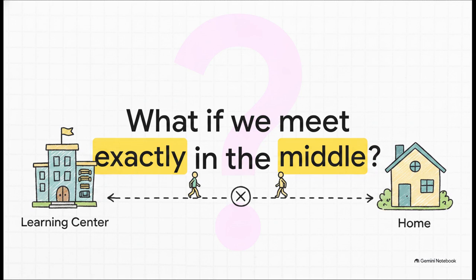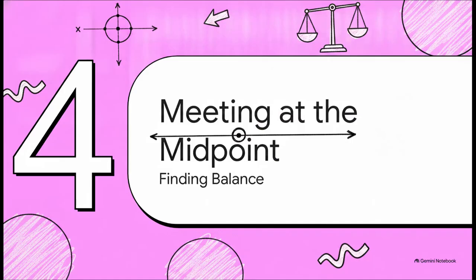Okay, so we know the total distance of the journey is about 5.66 units. But what if a classmate is starting out at the Learning Center and you are starting at home and you guys want to compromise? What if you want to meet exactly in the middle, saving both of you some travel time? How do we figure that out? That brings us to Section 4, meeting at the midpoint.